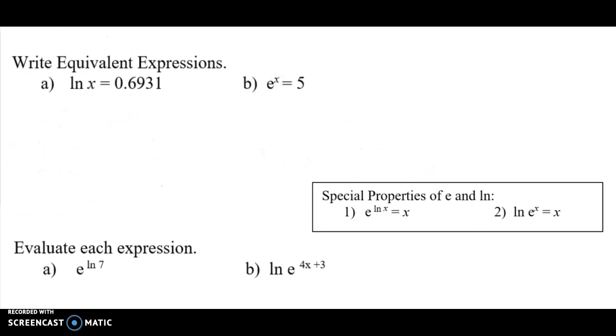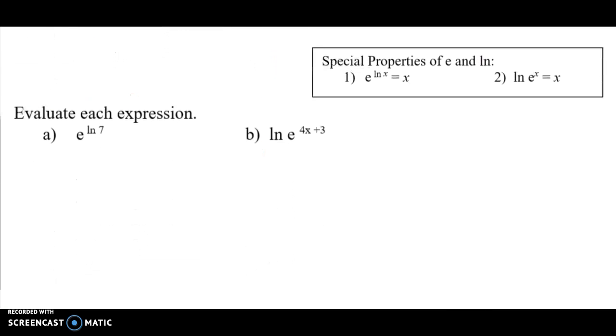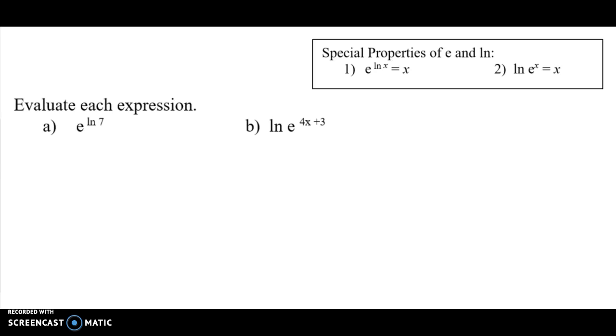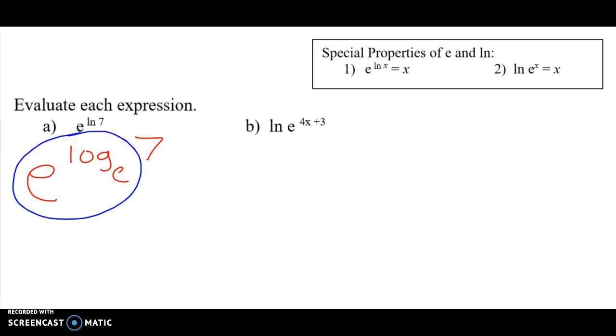Last thing for today, this is just reminding you of the special properties we learned last class. So if you think about it, this is actually e to the log base e of 7. And what happened last class when we had a base of an exponential and a log of the same base right next to each other? They cancel out. Just like multiplication cancels out division. Addition cancels out subtraction. Logs of the same base cancel out exponentials of the same base. So what's my answer here? 7.